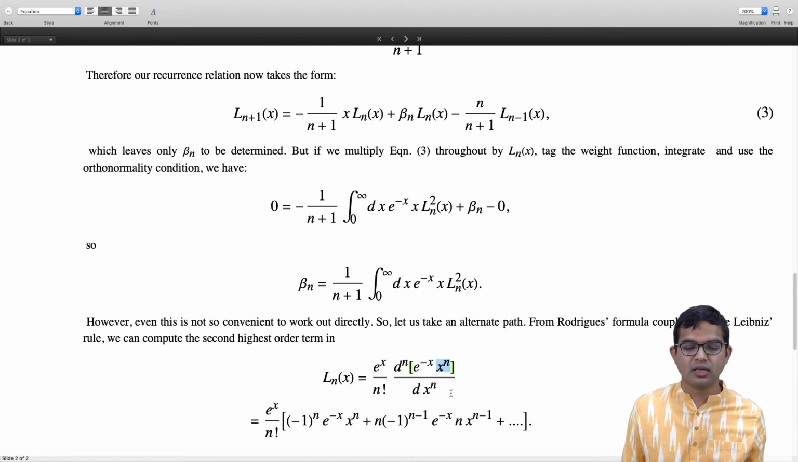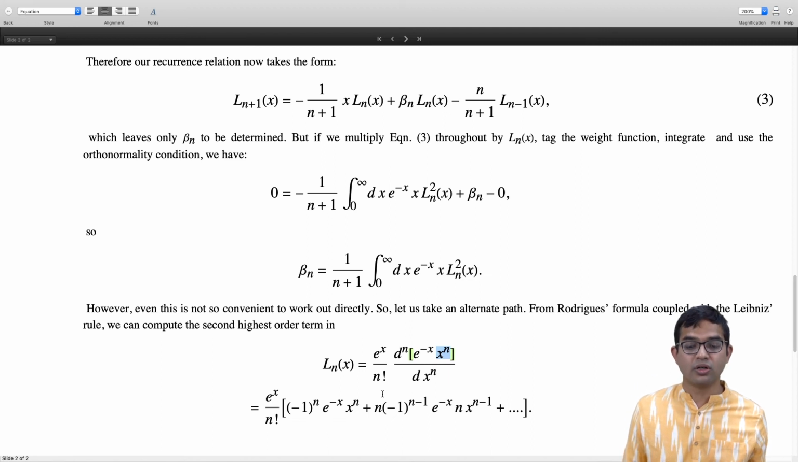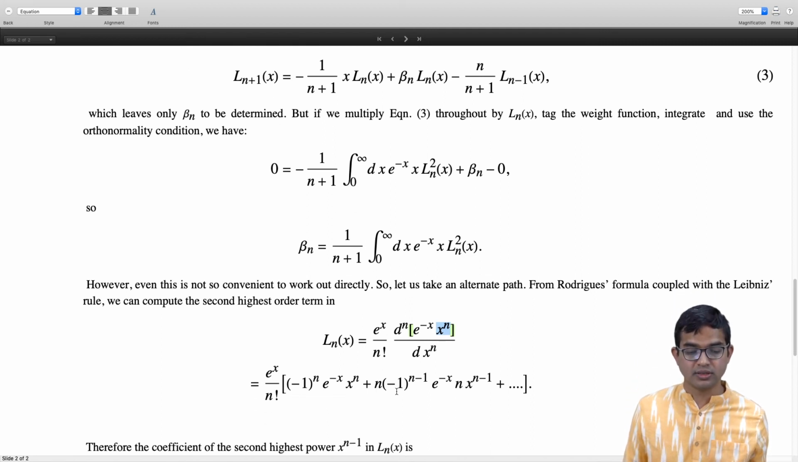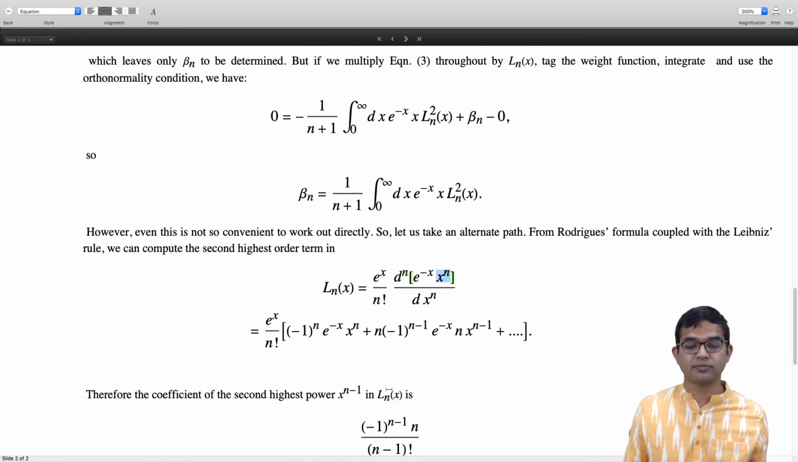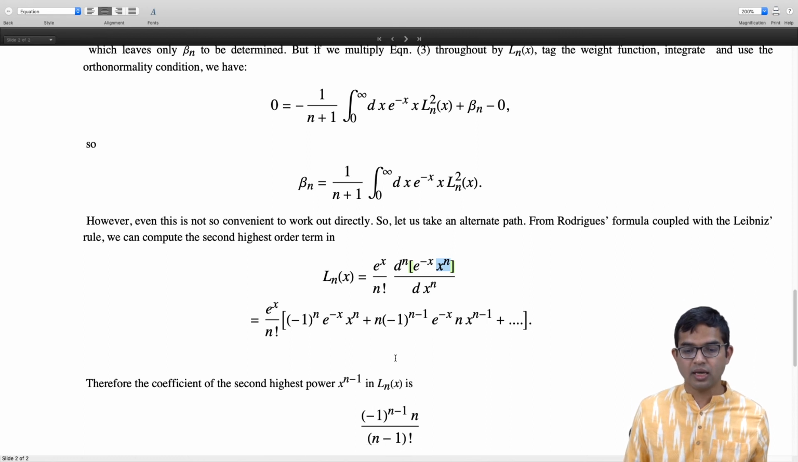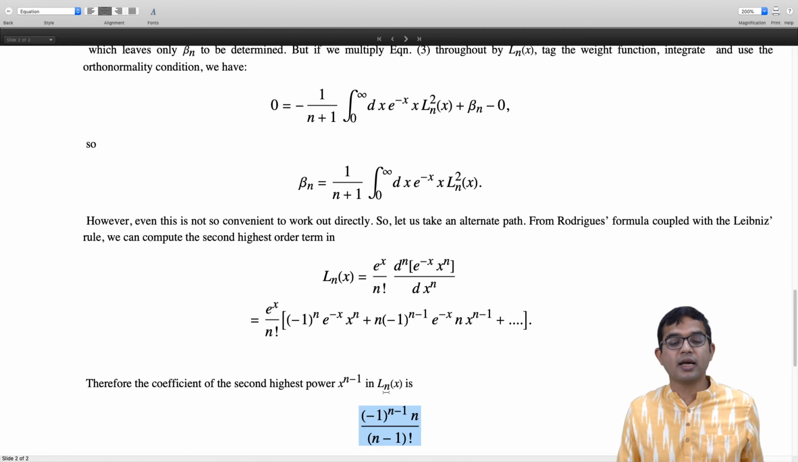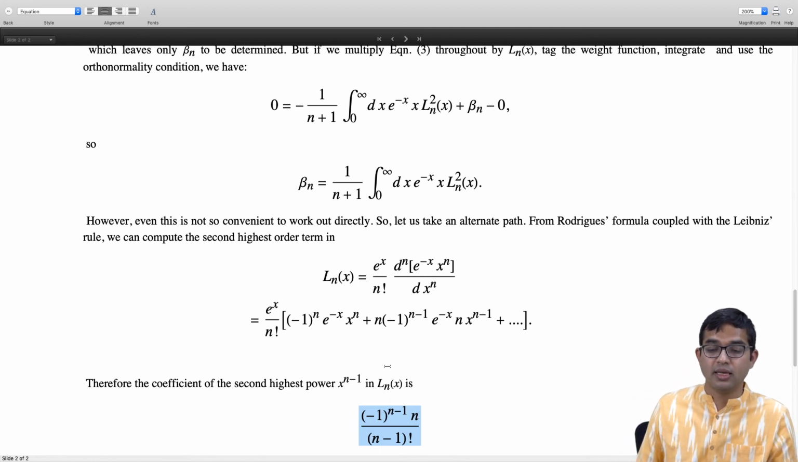And then there are lower order terms after that, which we will not consider now. So the coefficient of the second highest power, x to the n minus 1, is actually nothing but, if you look at this, the second term is minus 1 to the n minus 1 times n. One of these n's will cancel with the highest power here, and you have an n minus 1 factorial in the denominator. So this is the second highest power x to the n minus 1 in ln of x.